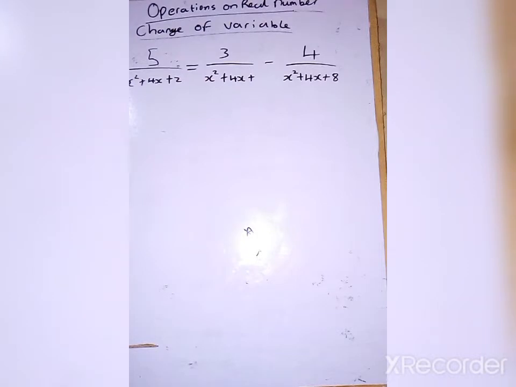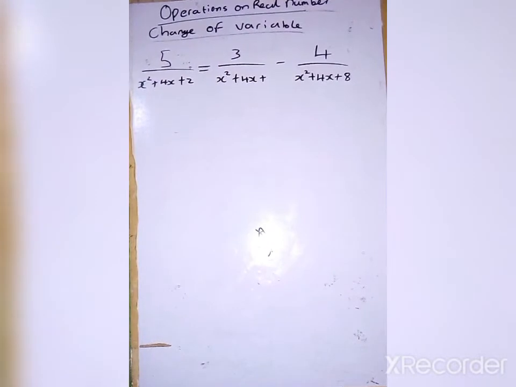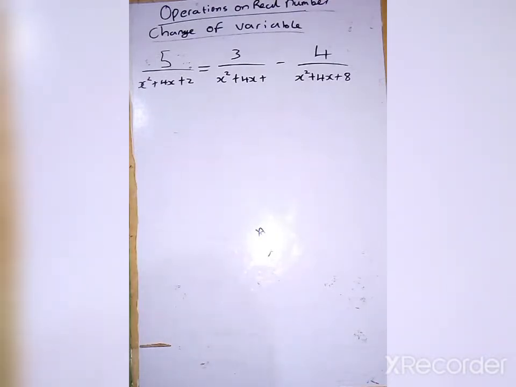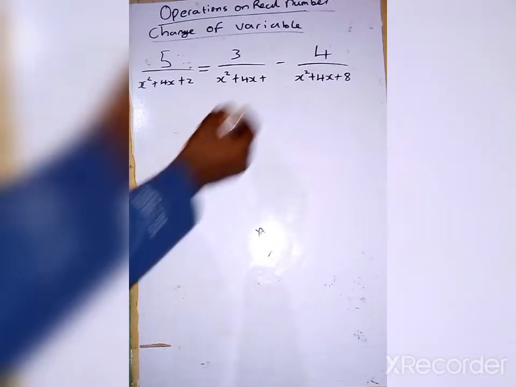So one thing about the change of variable method is that we notice the coefficients. If you notice that one coefficient is common throughout the equation, we can just use that common coefficient, represent it as an alphabet, and solve our equation. So now let's solve this question.